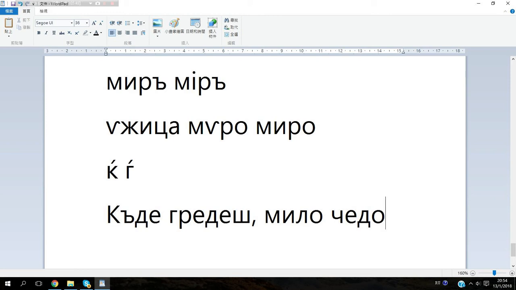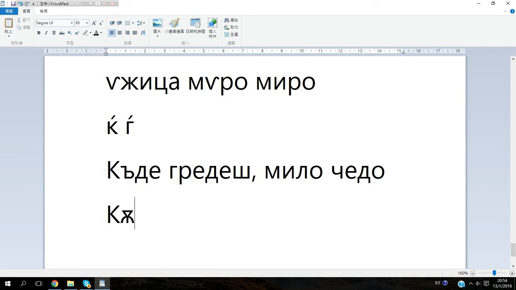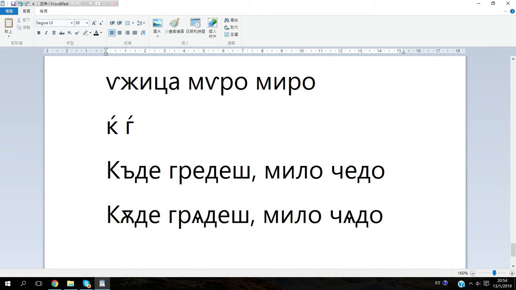But what if I want to type it in the old orthography before 1945? You can also do it as well. Kde gredesh, milo chedo. So they mean the exact same. The only difference is the orthographical difference, and the latter one is used before 1945. So if you're a freak about old languages or old spellings, this keyboard layout must be something you really like.